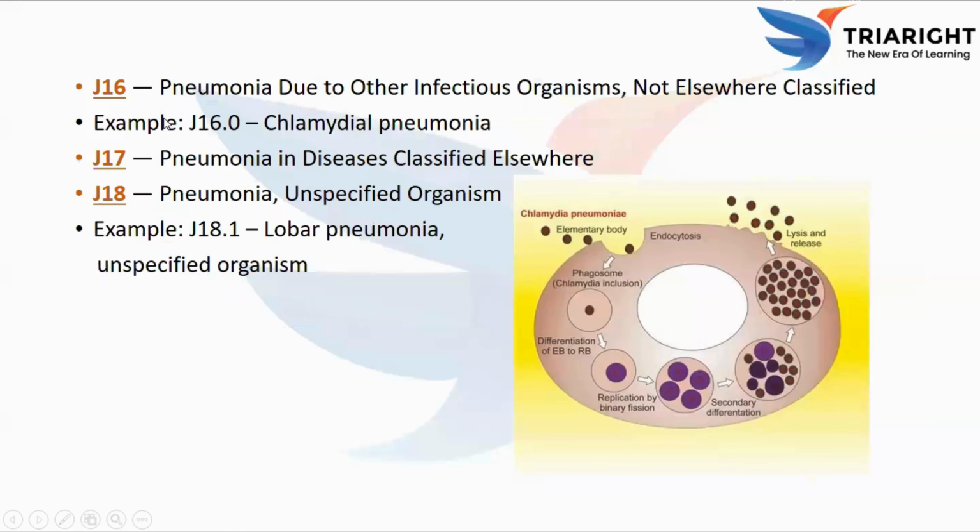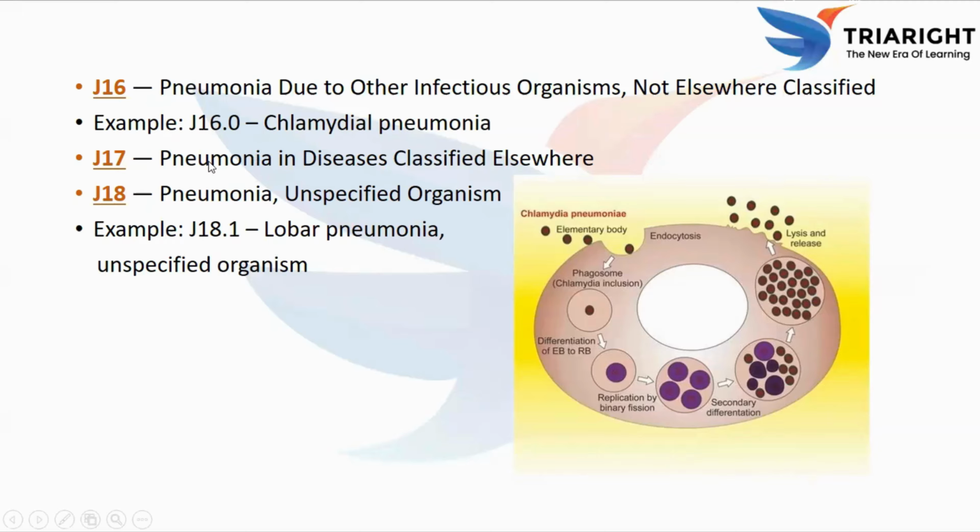And then J16. What is J16? Pneumonia due to other infectious organisms not elsewhere classified. So what does this code describe? It is used when pneumonia is caused by less common organisms that don't fit into previous categories, as I showed you in the previous slide. So those uncommon organisms are involved in J16.